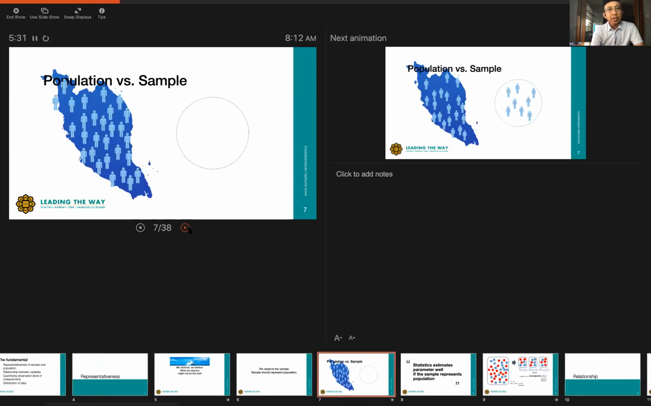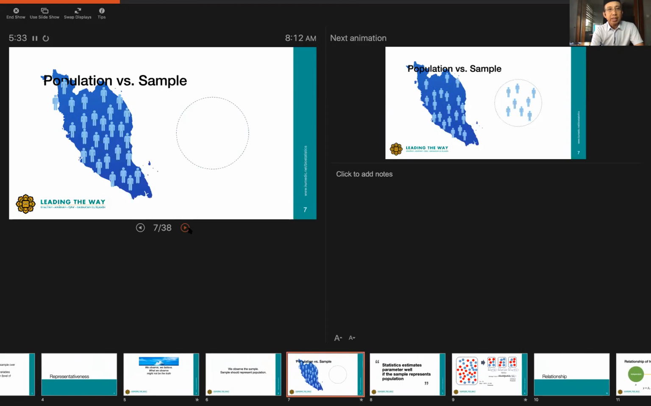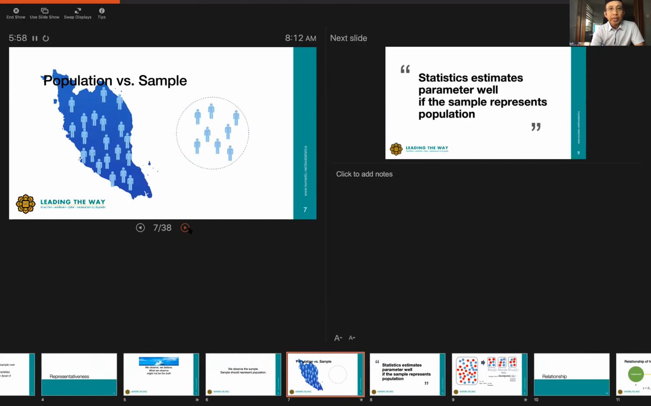If I give you this diagram over here, you can see that, let's say, these people represent those in Peninsular Malaysia. And on the right side is the sample, the size of sample that we can afford to sample, meaning to say that our sample size is smaller than the actual Malaysia or Peninsular Malaysia size. More important is that even if the size is small, we are hoping that this sample represents the population. That is very important: whether this sample represents the entire Peninsular Malaysia.